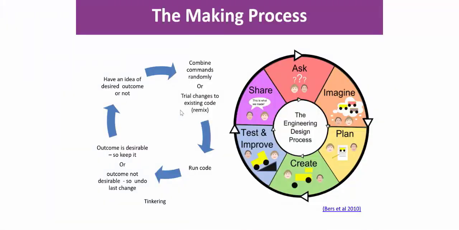The making process when coding is a cyclical one. It begins with a question: what do I want to do? Then I imagine and plan and eventually create my code, test and improve my code, and then share it with my friends. This is a cyclical process which involves planning and designing my apps or games before I actually begin to create the programmed code.